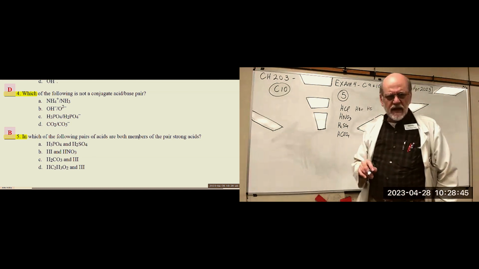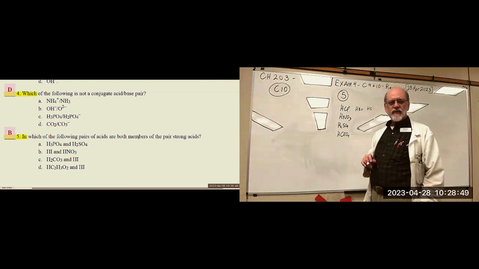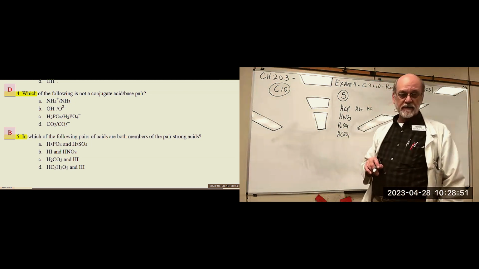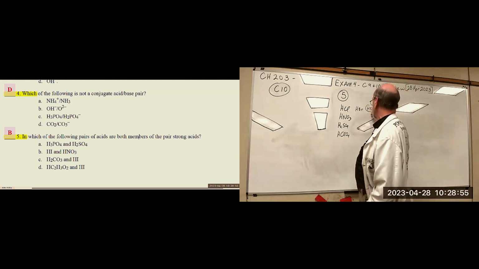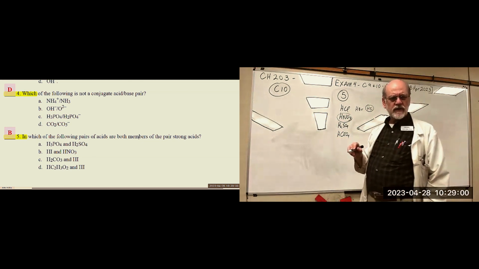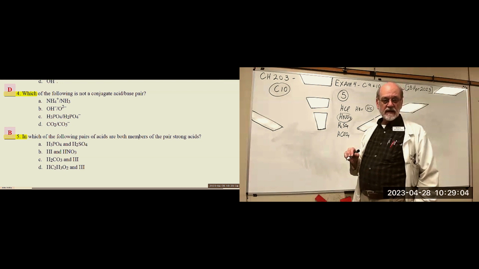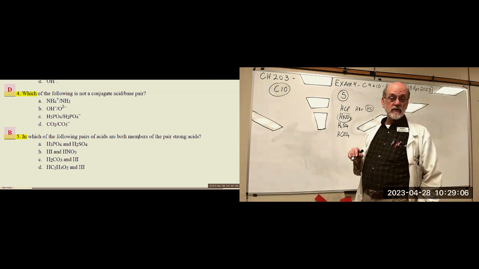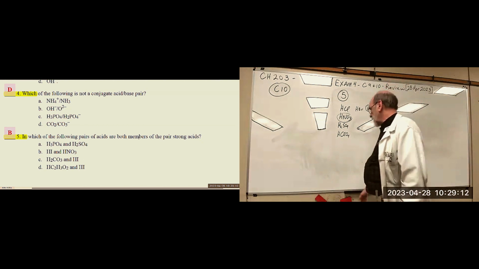So let's see, which are both strong acids. H3PO4 is a weak acid, so A is not it. HI and HNO3, yes, that's true. H2CO3 is carbonic acid. It's very weak. And C2H3O2 is acetic acid, vinegar. It's very weak also. So B is the only possible answer for that.